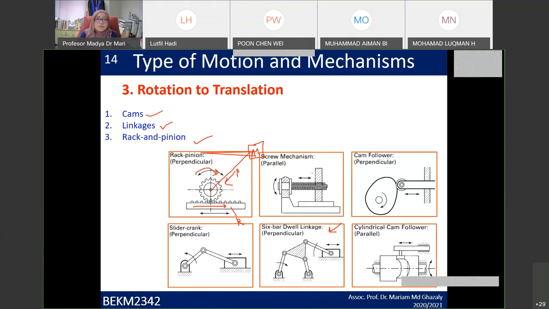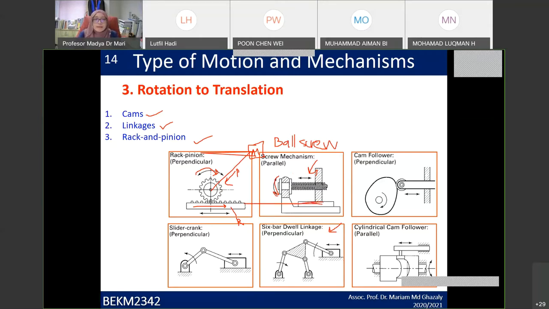And we have also a screw mechanism. Screw mechanism like this, we call it a ball screw mechanism. Okay, why is it called a ball screw mechanism? Because if you see this one, it looks like a screw. Okay, and the ball screw is where this ball will actually be rotated. So when you rotate, it will actually move this mechanism, the table.